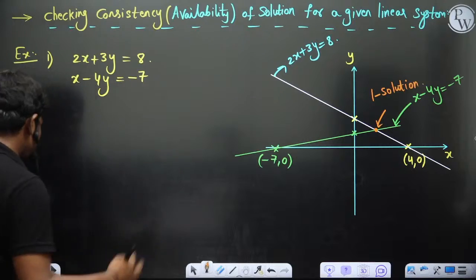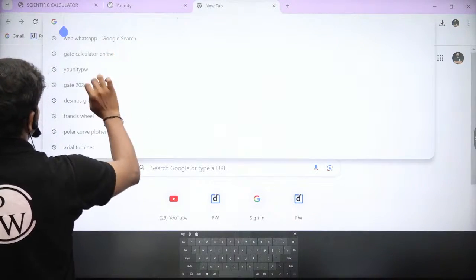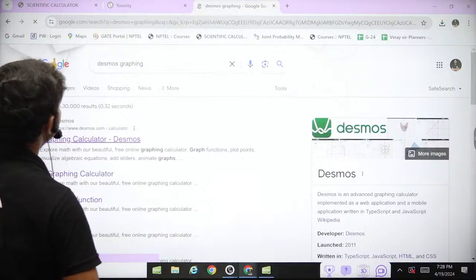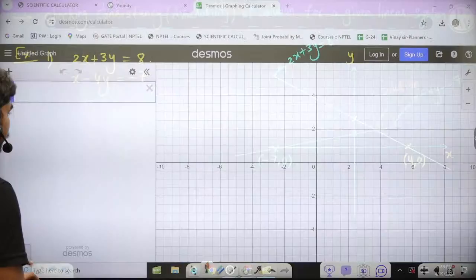You can even plot the curves using Desmos. Maybe I'll show you in Desmos also, to make life a little colorful. So see here, the first equation is 2x plus 3y equal to 8.